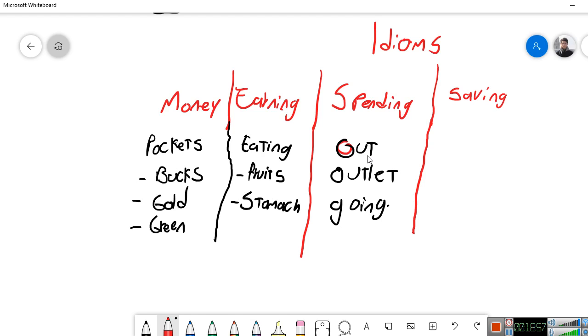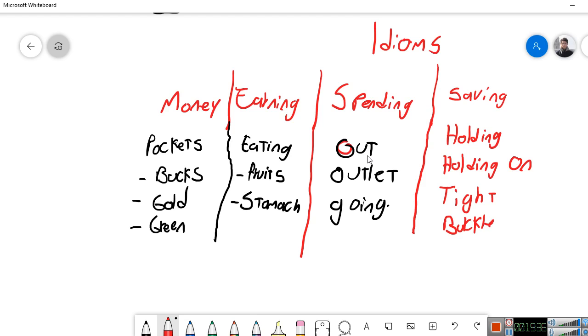So maybe we earn $1,000 and we save, let's say, 500. When I don't want to say saving, I can say words like holding on, tighten or tight. There's another one that's very popular, and it is buckle. That's very similar to tight. And a buckle is the thing that is made of metal in your belts.